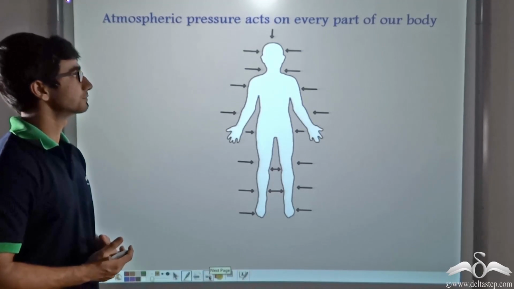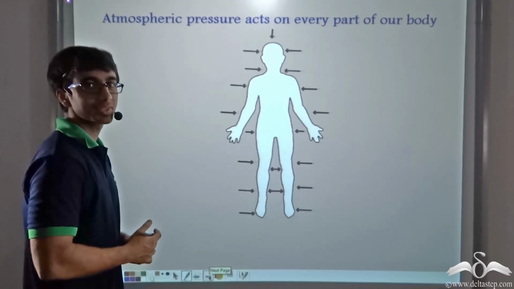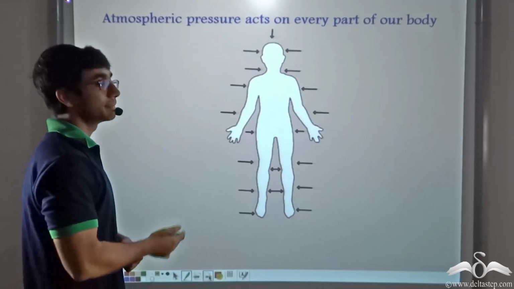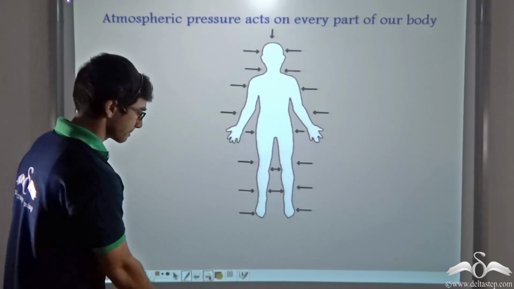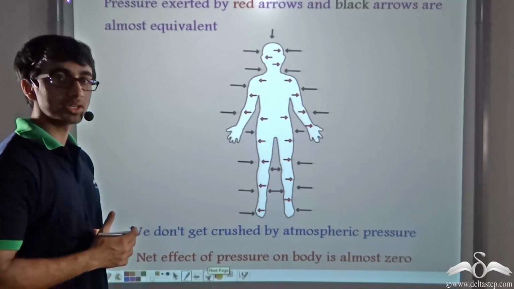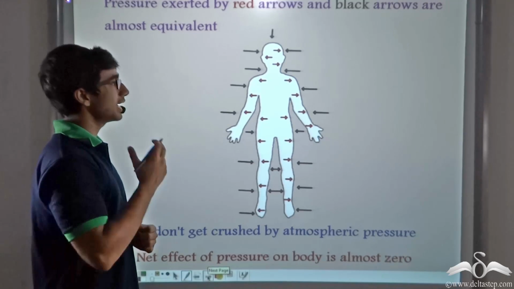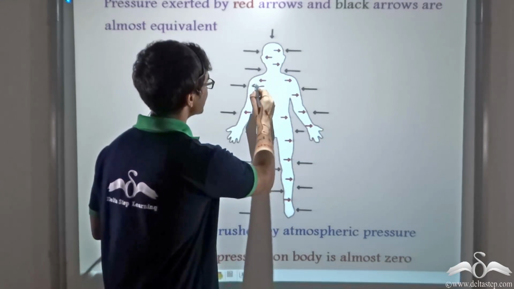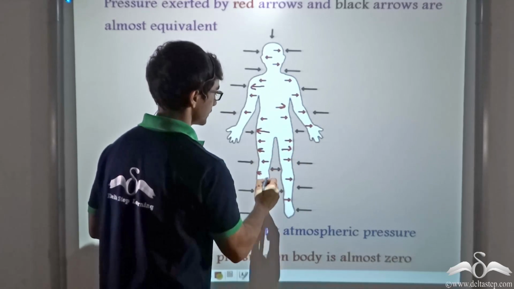So consider this picture. Over here you will find that these black arrows represent atmospheric pressure, and atmospheric pressure is acting on every part of the human body. But despite this, the human body is not getting crushed. Why? This is because blood is also flowing inside the human body, and in the body of any living being. So what happens is this blood flowing through the human body exerts a certain amount of pressure from the inside of the human body.